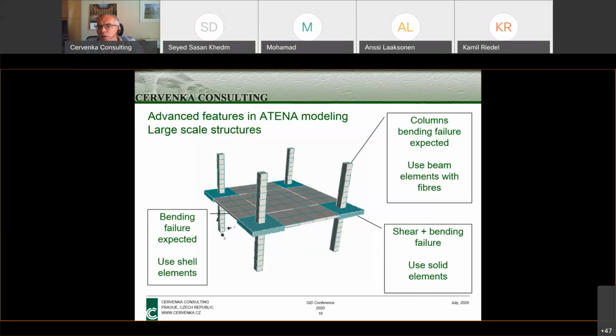Mansuri is asking, is there a library of historic earthquakes that can be used? If you mean whether there is some library of accelerograms in ATENA, it is not. But you can import or include any earthquake accelerogram as a special file, and you can import that as a loading into ATENA.